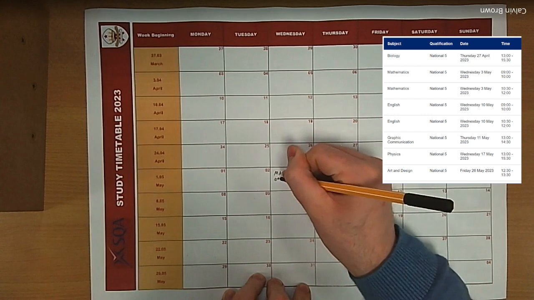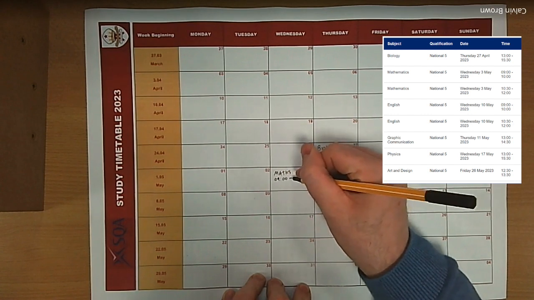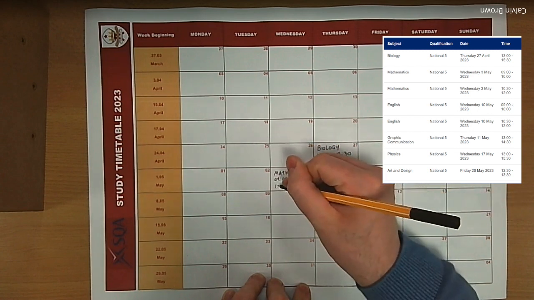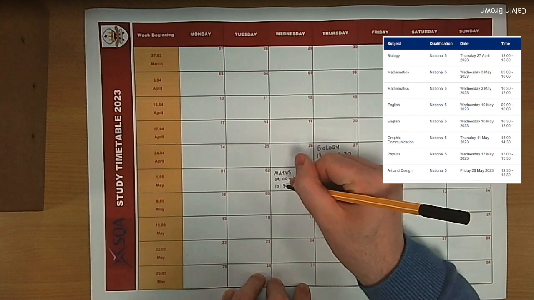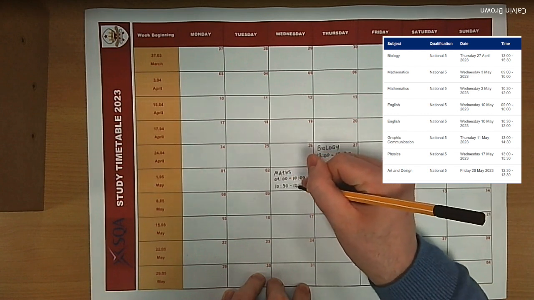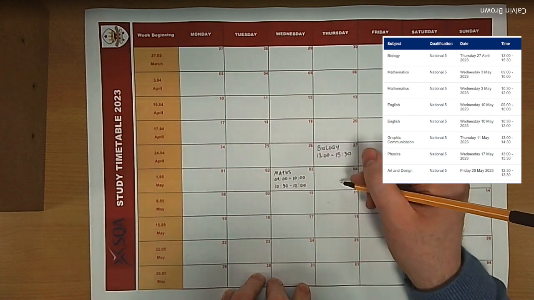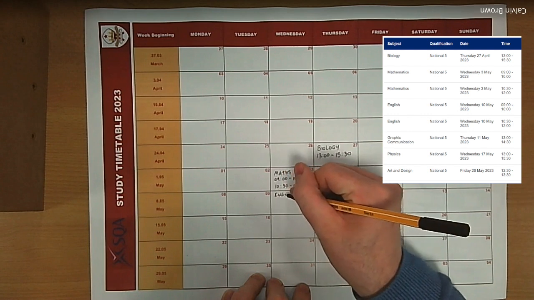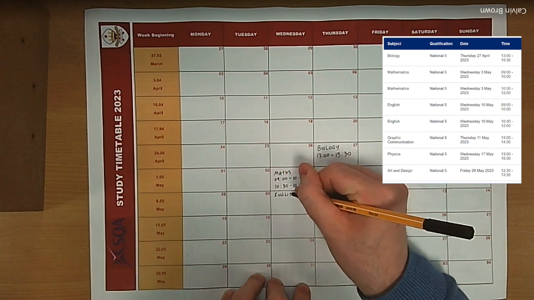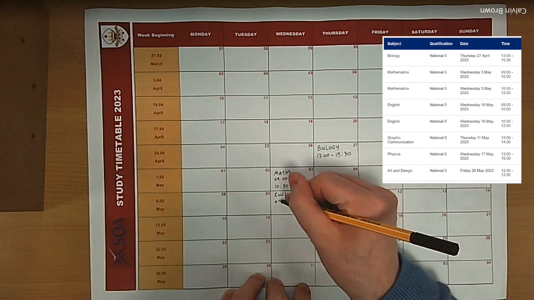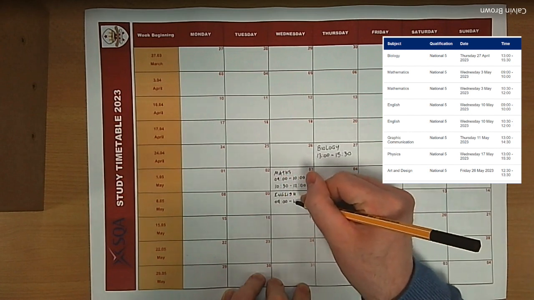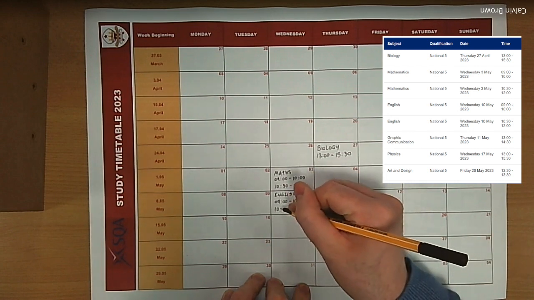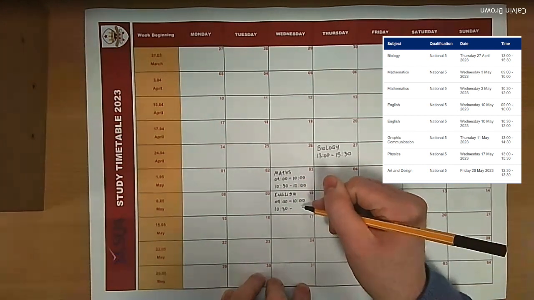The start time for paper 1 is 9 o'clock until 10 o'clock, and paper 2 is from 10:30 till 12. My third exam is a week later on Wednesday the 10th of May. That's my English exam. Paper 1 is from 9 o'clock until 10 o'clock, and paper 2 is from 10:30 till 12 o'clock.